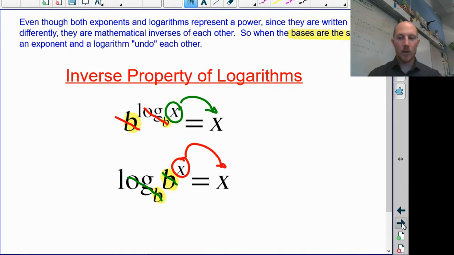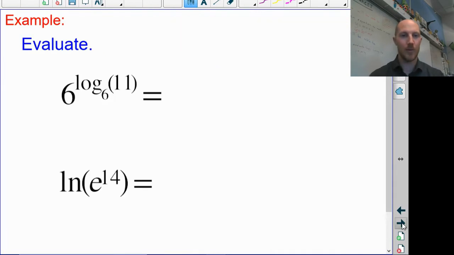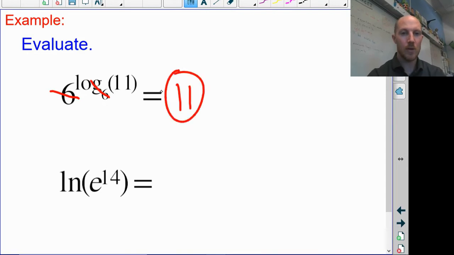Okay, well, let's see if we can put this into practice with some examples. I've got 6 to the power of log base 6 of 11. Log base 6 and 6, those are inverses. So we're just left with 11.